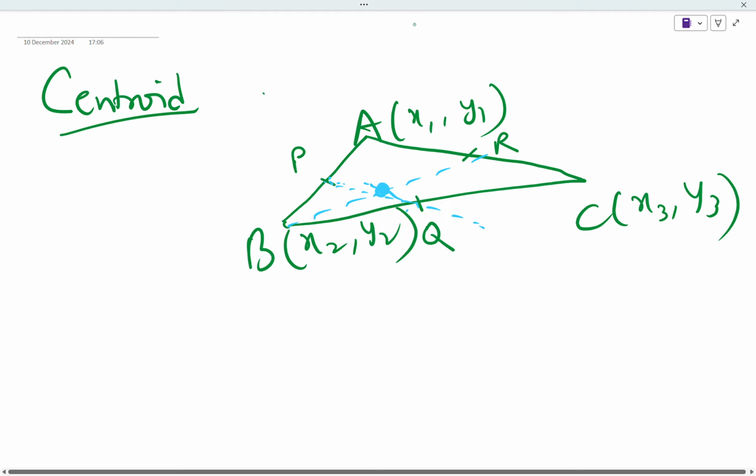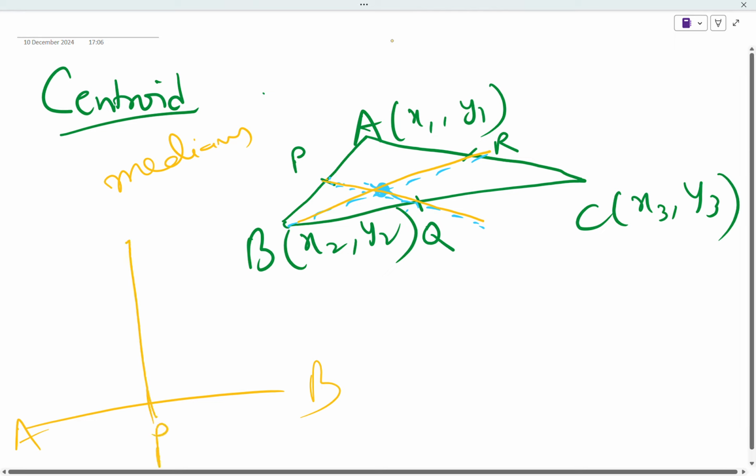The point of intersection of all these, okay, let me tell you before that these midpoints when joined by a line are called medians. They are called medians. So if I have a line like this AB, and this is the midpoint, if I draw a line across this, this is my median. Okay.